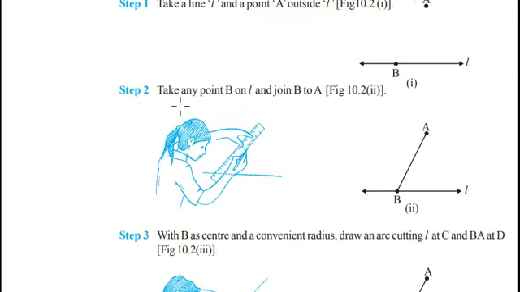Step 2. Take any point B on line L. On line L, draw a point B. Then join point A and point B.